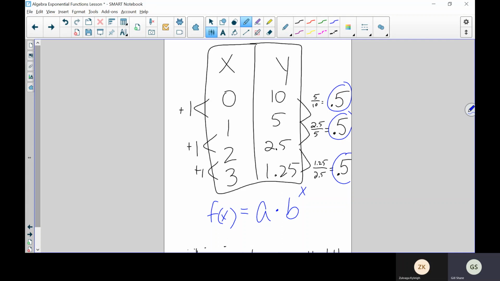That's right. So what is it? Why is a 10? It's the y-intercept, but how do we know where the y-intercept is? Because a is the y value when x is 0. When x is 0, here's what you do. You find x of 0, and you put a rectangle around it. That y value is your a.